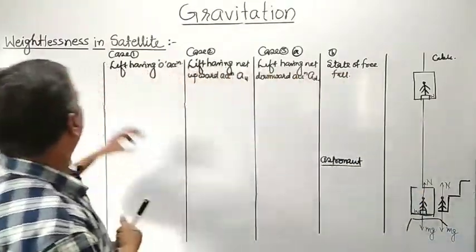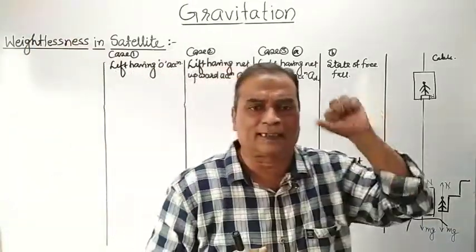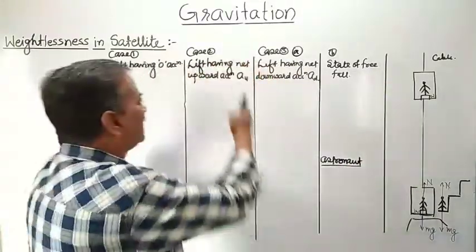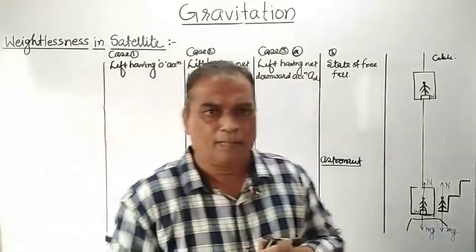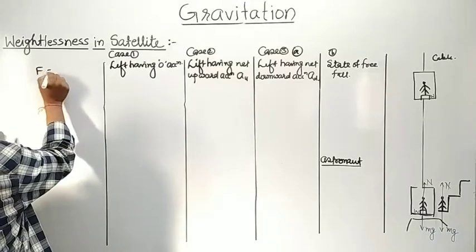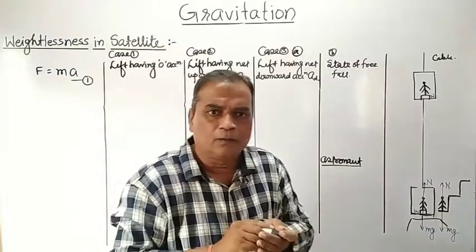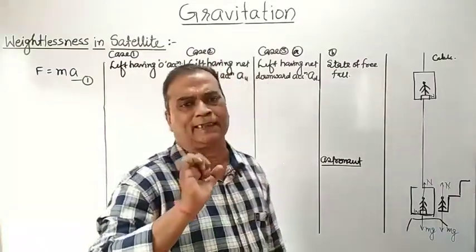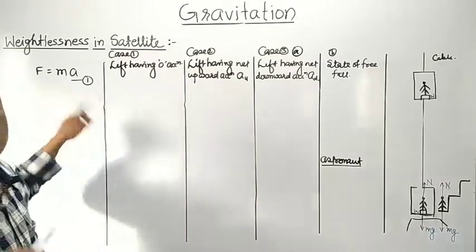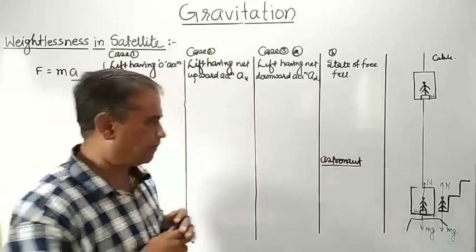Now, as far as this weightlessness condition felt by an astronaut in a satellite is concerned, in order to restrict our discussion, I have already drawn some points. You know very well that according to Newton's second law of motion, F is equal to m a, where F is the force acting on an object of mass m, which is moving with an acceleration a.